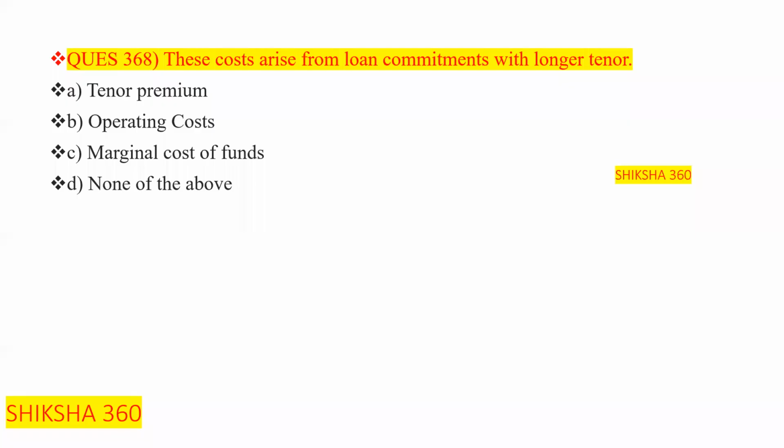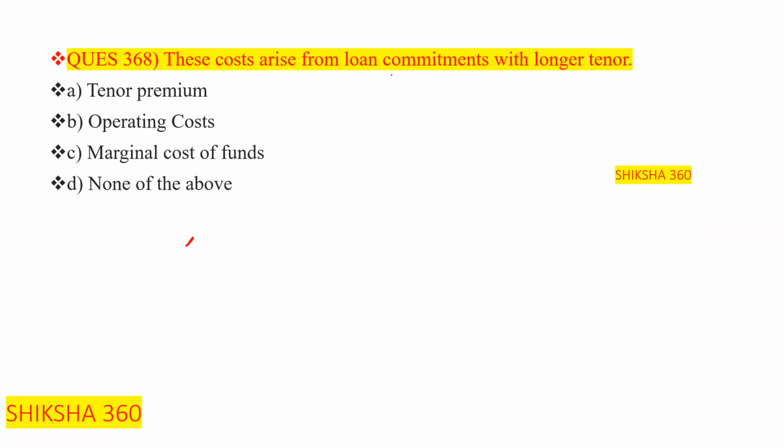I request all of you please respond. Question number 368: these costs arise from the loan commitments with the longer tenure. So what are these costs? Option A is the tenure premium. Option B is the operating cost. Option C is the marginal cost of funding. Option D is none of the above.